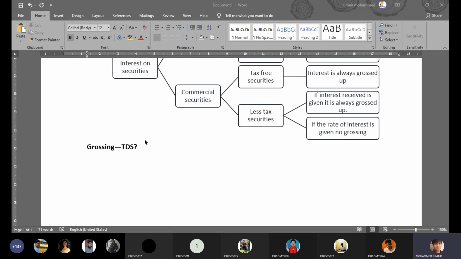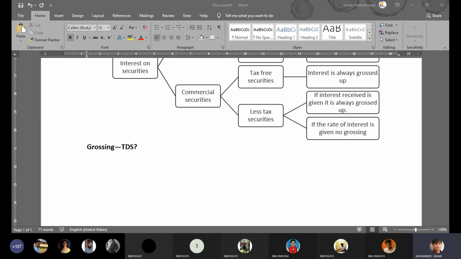And since TDS is not deducted, we have got gross income and we don't have to do grossing because the government has not deducted. When do we do grossing? Grossing is the process of adding the TDS back to the income. We do grossing only if it is a net income. We should add back the tax at the time of doing the calculation. So in case TDS itself is not deducted, that means the income is already grossed.